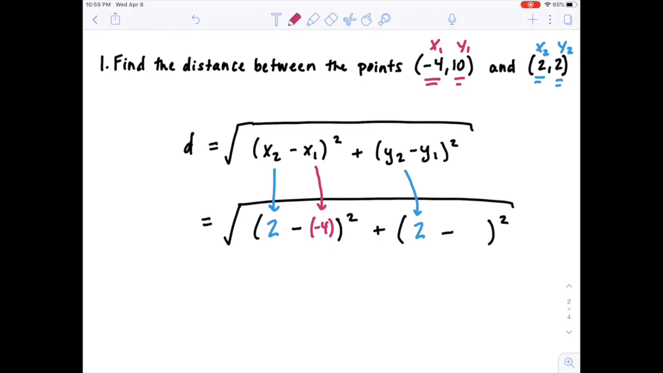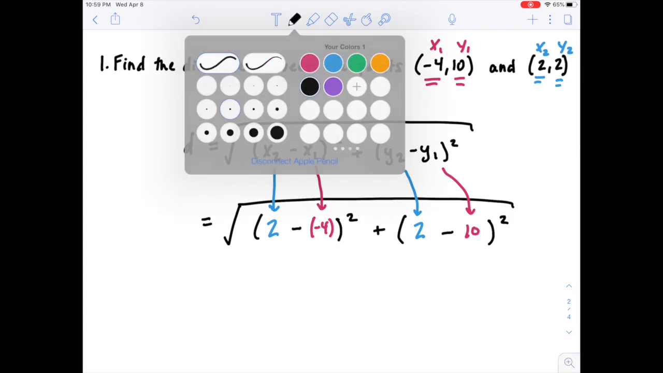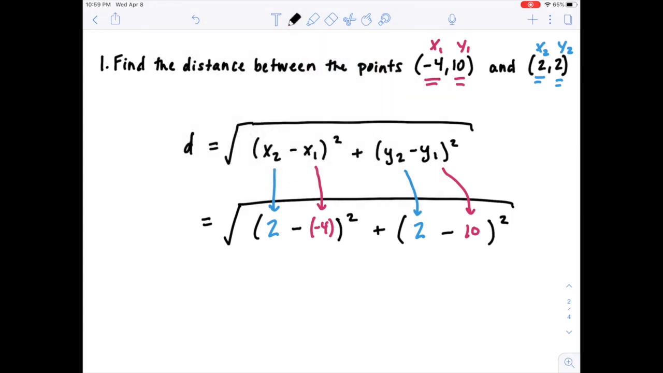And y1 is 10. y1 goes in my last spot right there. Okay, so we identified x1, y1, x2, y2. Then we plug those into our formula. Last thing is just to simplify this expression.